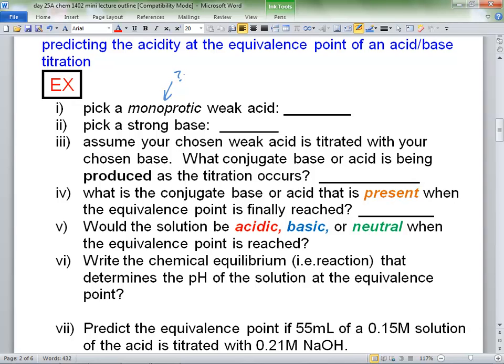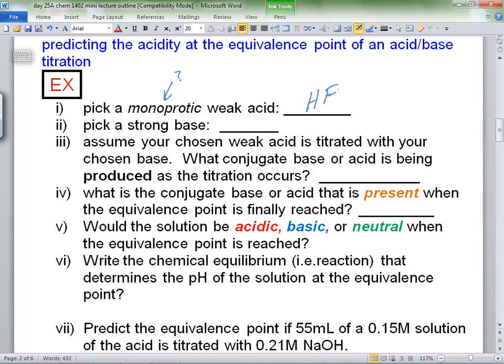So, Jessica, please give me a monoprotic weak acid. HCl is a monoprotic strong acid. What would be an example of a monoprotic weak acid? Anything that's not strong. Anything in that table, too. Remember that table, all those weak acids, all those Kas? HF, she said.